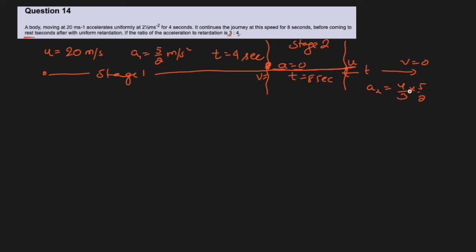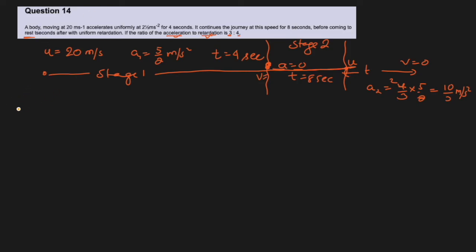Please pause for some time and see. How did I decide it's 4/3, not 3/4? Because they said acceleration to retardation is 3/4. That means acceleration is 3 units, retardation is 4 units. That means retardation is more. In such a case, we write the one which is more, because 4/3 will give us more than 1, right? So let me finish this. 10/3 meters per second square is the retardation here. Time is not given. All right, so the questions are missing here.